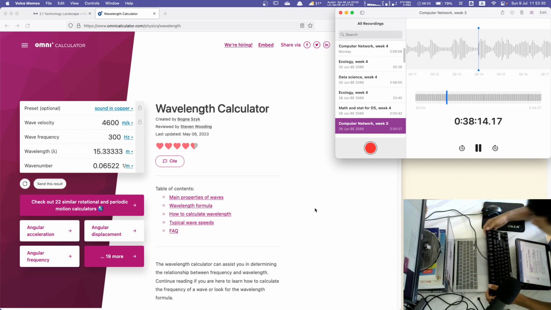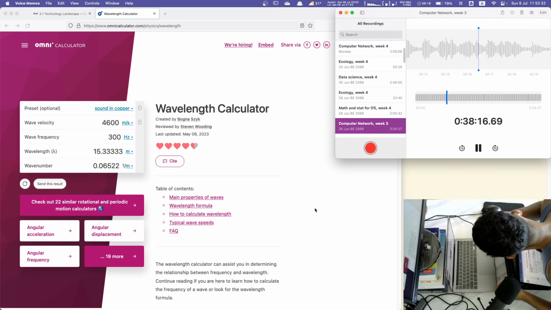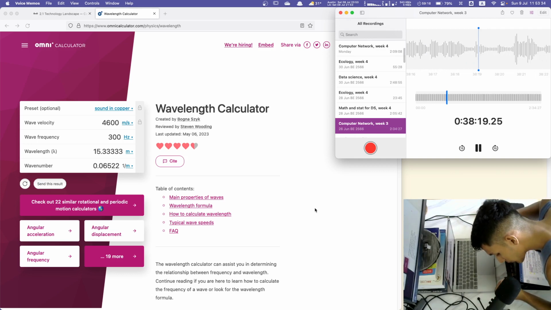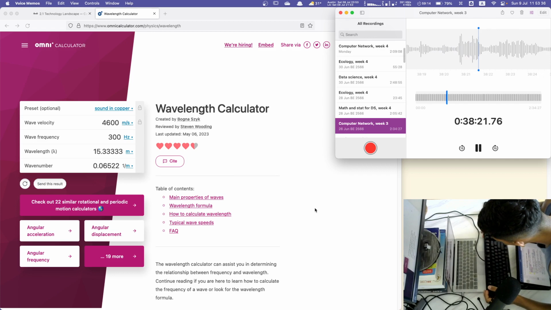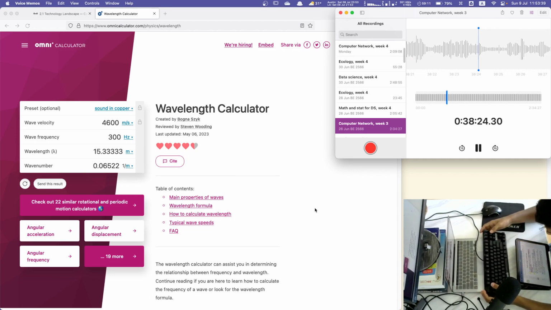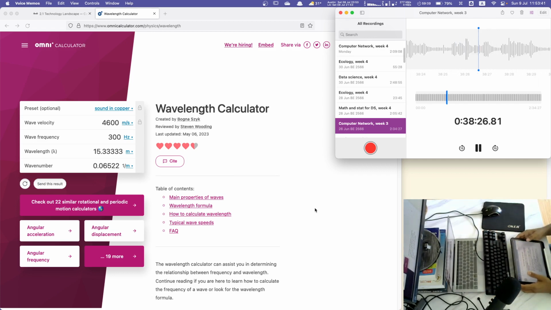For example, a 300 Hz electromagnetic wave traveling through a copper cable would create a wavelength of 667 multiplied by 10 power 3 meters. So how do you get 667 multiplied by 10 power 3 meters? This is the frequency. What is the velocity? Speed of light in copper is 2.001 multiplied by 10 power 8. If you have a calculator, you can do that.